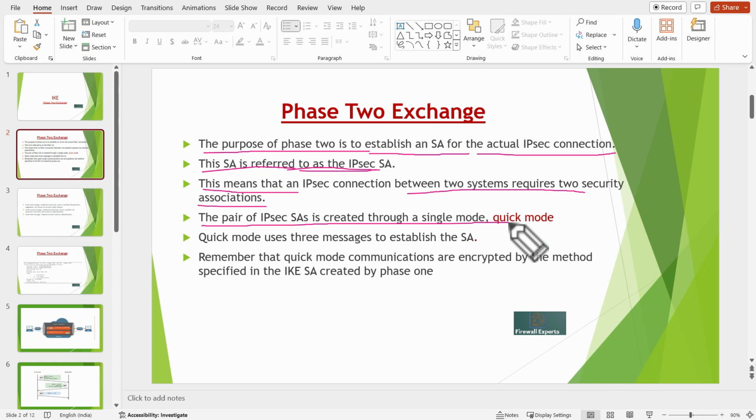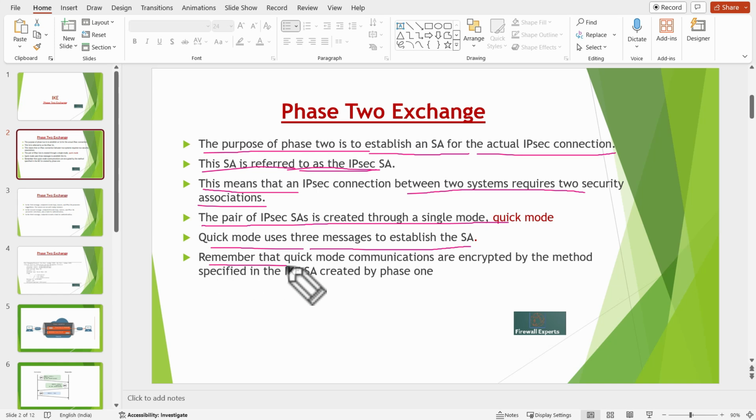So there is one mode in phase 2. That mode is called quick mode. In phase 1 we have two modes, main mode and aggressive mode, but in phase 2 we have one mode, known as quick mode. Quick mode uses three messages to stabilize the SA. So in phase 2 we have three messages that are used to stabilize the SA.